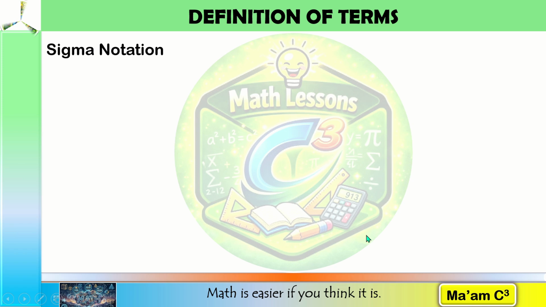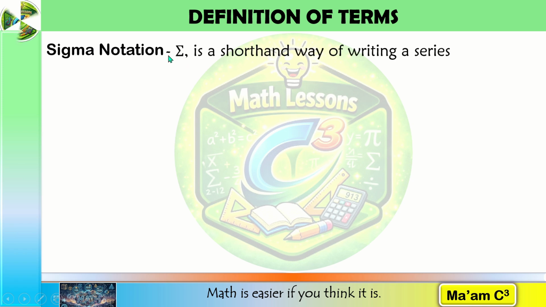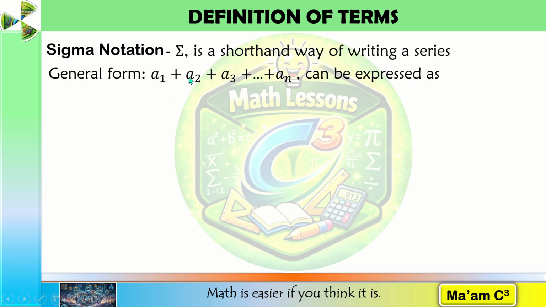Next word is sigma notation, denoted by the Greek letter sigma, written this way, which means sum. It is a shorthand way of writing a series. So the general form would be a sub 1 plus a sub 2 plus a sub 3 up to a sub n. And this can be expressed as this one or this one.